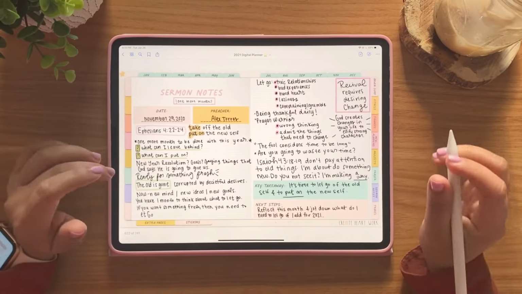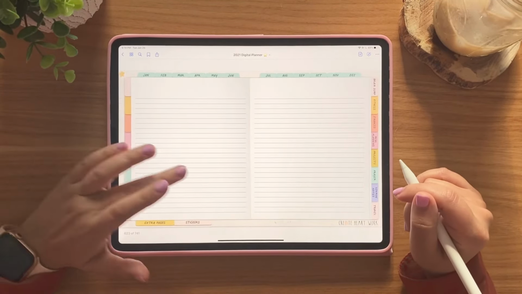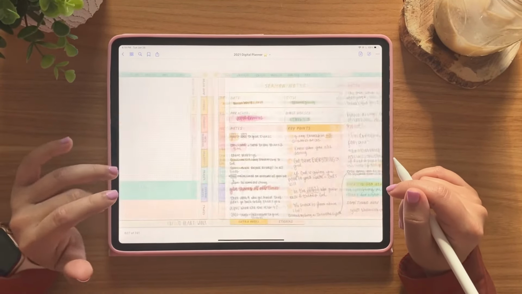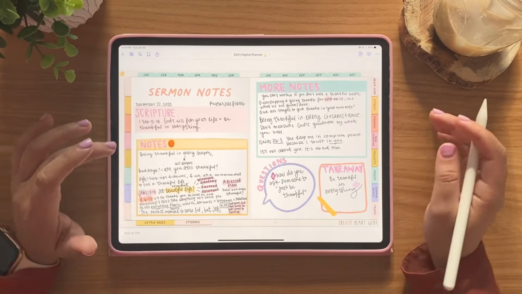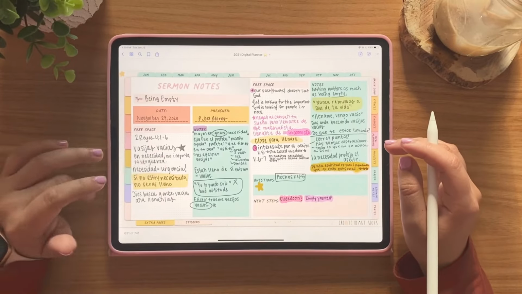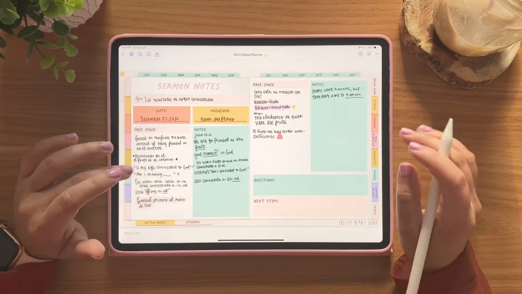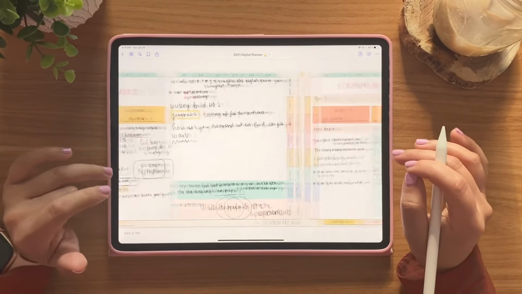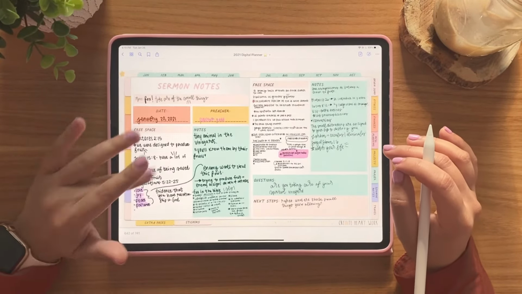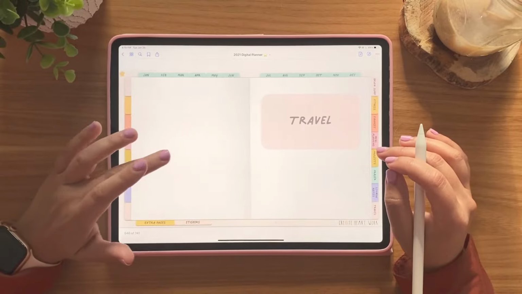Then I have my sermon notes. I'm using this one so much, so let me scroll through it, because not all of them are filled because the templates are different and sometimes I use other templates. But every single time there's service, I take my iPad and I take notes. It helps me retain so much information and pay more attention. So as you can see, I've been going crazy with this tab.